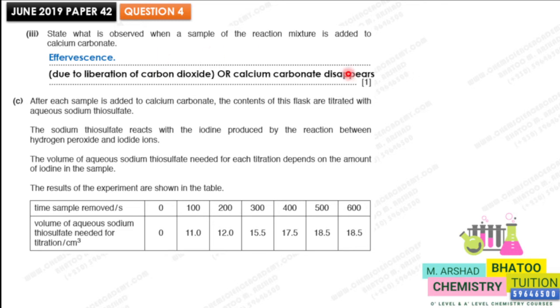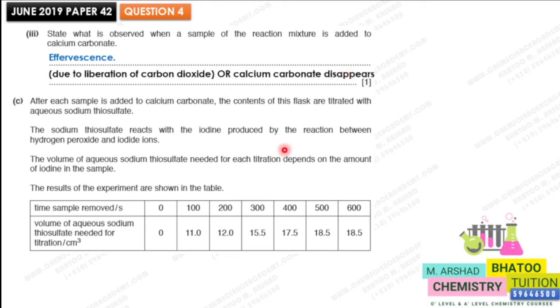Alright? Now the next part C, we added each sample to calcium carbonate. The conical flask titrated with aqueous sodium thiosulfate. The sodium thiosulfate reacts with iodine produced by the reaction between hydrogen peroxide and iodide ions. We have a series of data collected from this experiment. Time the sample has been removed and the volume.